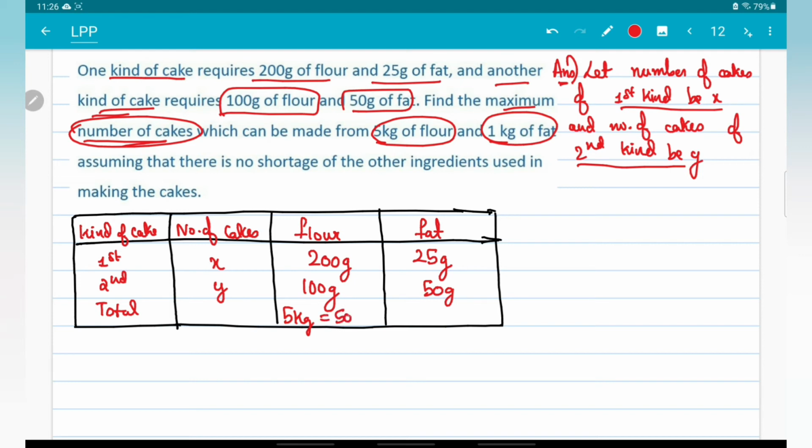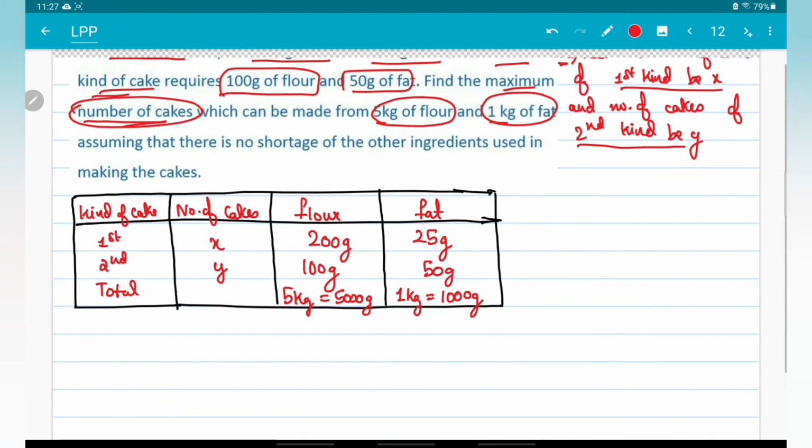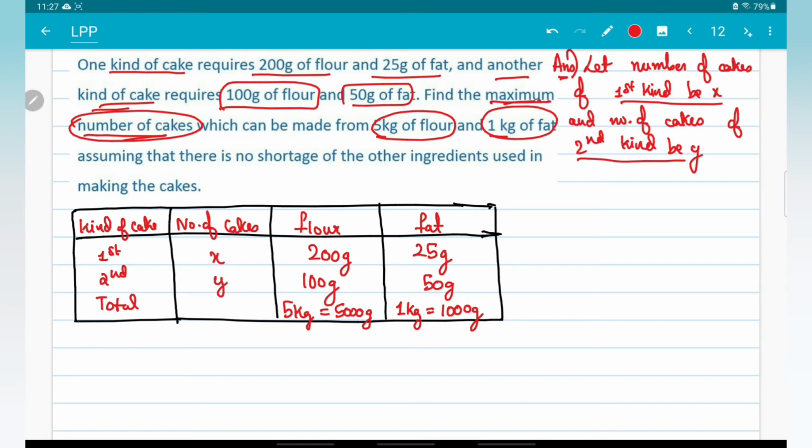So 5 kg means we'll take it as 5000 grams, and then the total 1 kg of fat is present, that is 1000 grams, and from this much quantity in total we have to make the number of cakes. Okay, so we have to find the maximum number of cakes.